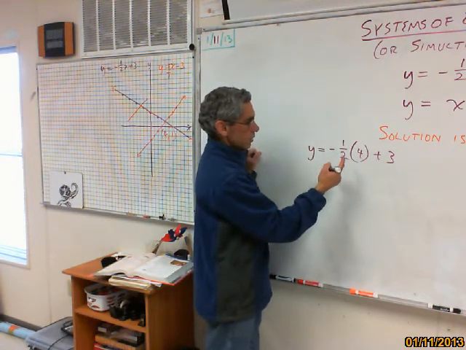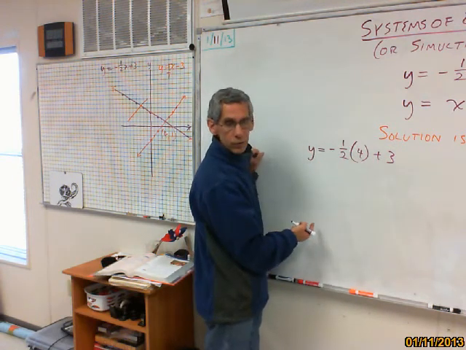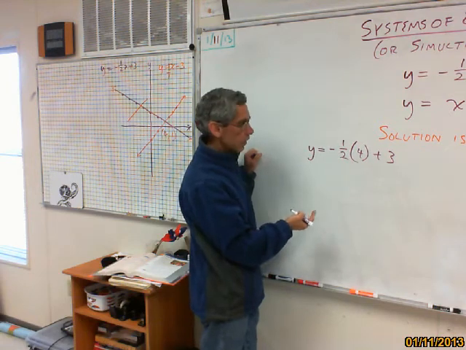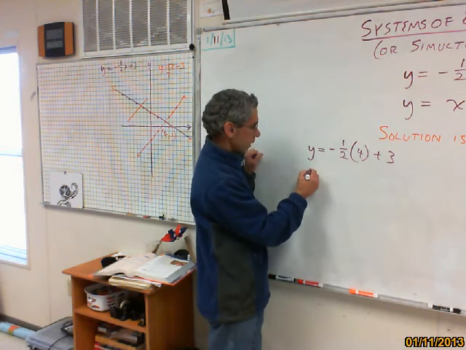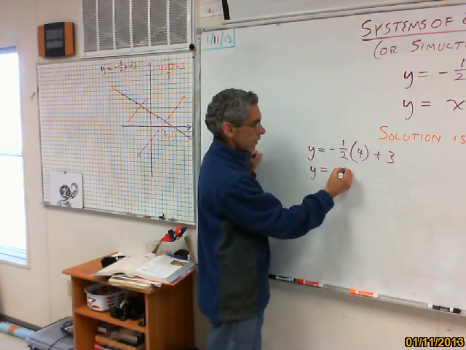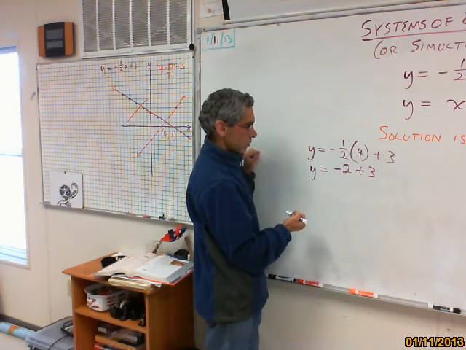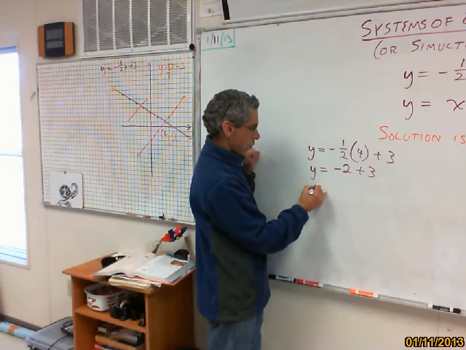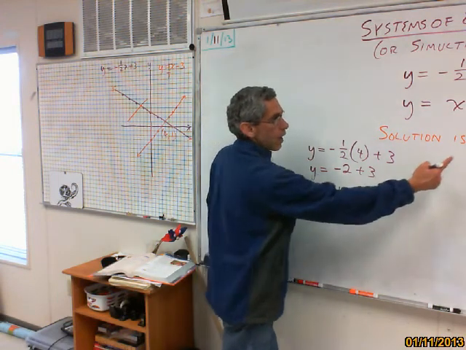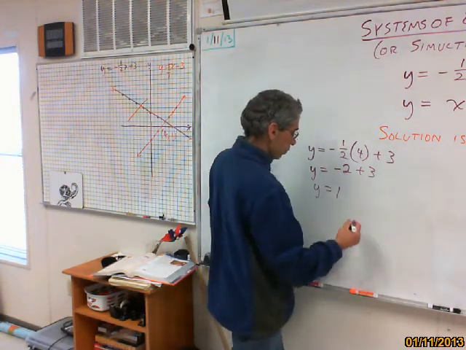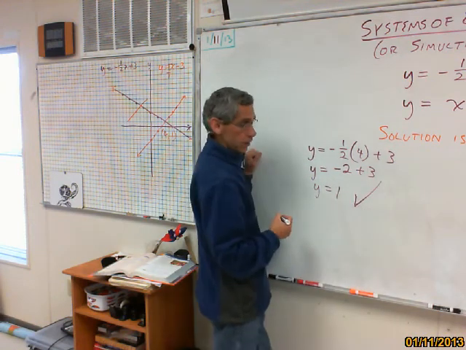I'm going to say, okay, so what is 1/2 of 4, first of all? Yeah, 2. So, and it's negative, so it's going to be -2. y is equal to -2 plus 3. And what would that equal? 1. So y would equal 1. Look, that worked. So that checks. I'm going to put a big check there.